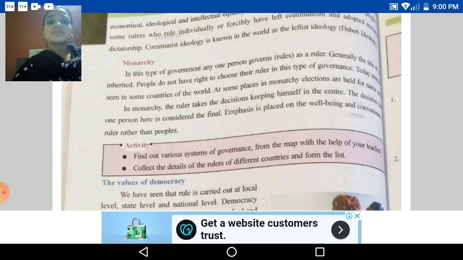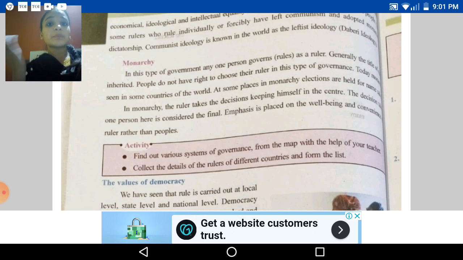Today, monarchy is seen in some countries of the world. At some palaces, elections are held just for name's sake, but they will select as per their rules only. In monarchy, the ruler takes decisions keeping himself at the center. They think, what decision should I make so that I will become the king?